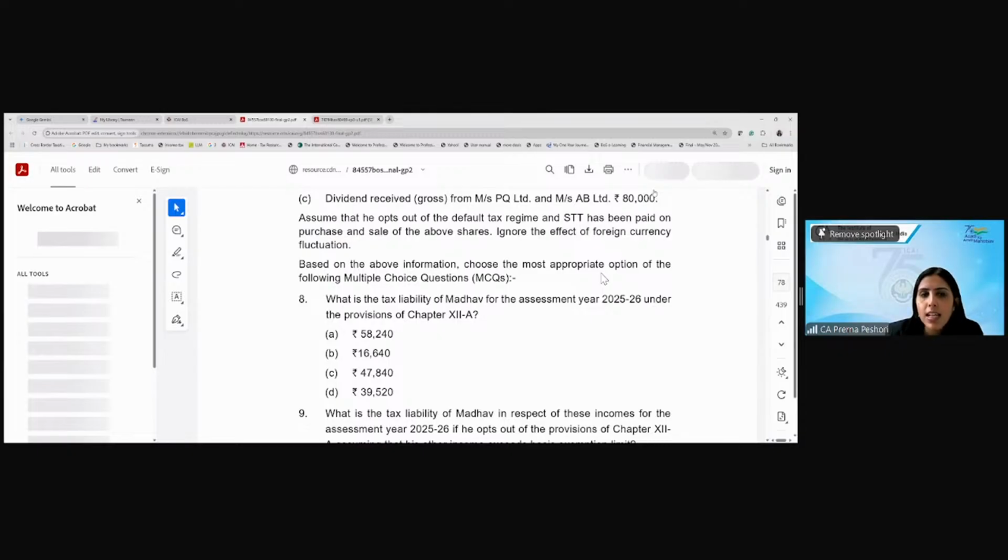Next: what is the tax liability of Madhav in respect of these incomes for the assessment year 25-26 if he opts out of the provisions of Chapter XII-A, assuming that his other income exceeds the basic exemption limit? Now, if he doesn't opt for Chapter XII-A, will he get the deduction under 54? The answer is no. If he sells shares and purchases other shares, there is no deduction for that. So even on long-term capital gain, there will be a tax rate of 12.5%. So you will add that.